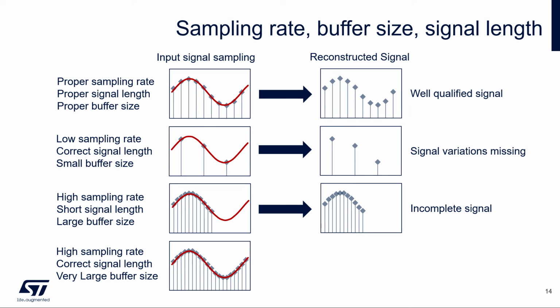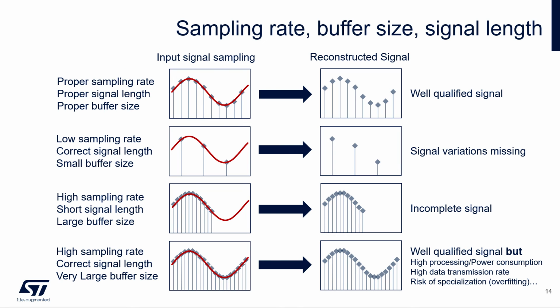And finally, with a very high sampling rate, the same good signal length and a very large buffer size, we can surely get a very well qualified signal, but we have to think also on the processing and the power consumption that will be needed to output such a signal constantly to monitor a system. Also the data transmission rate, and also there is a risk of specialization, meaning that if the signal is too well defined, it will be considered as different from a similar signal because of the precision of the acquisition. So that's something to take into account also, which is called overfitting.